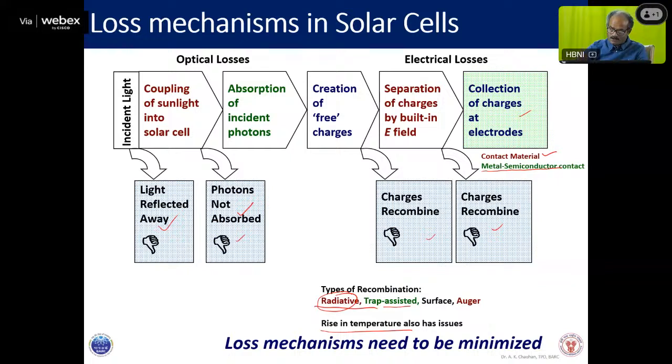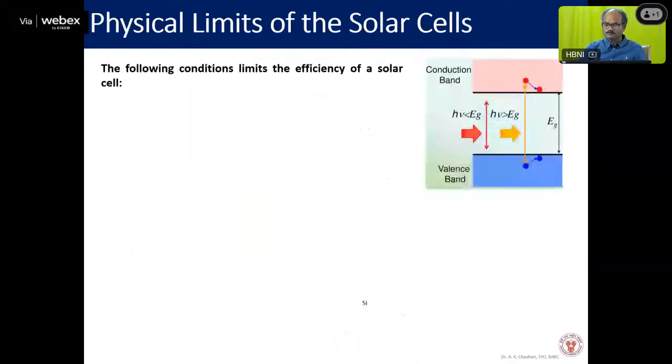So for all these loss mechanisms, ideally we want there should not be any loss, but that is not possible. What we can do at maximum is try to minimize these losses. Well, same thing, I will try to explain in a different way.